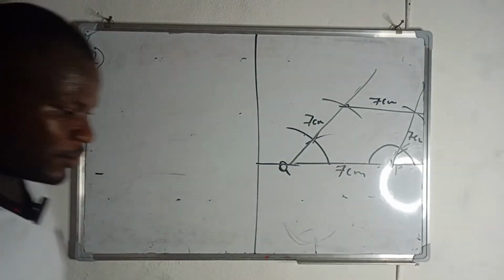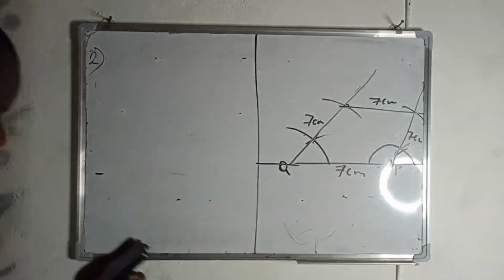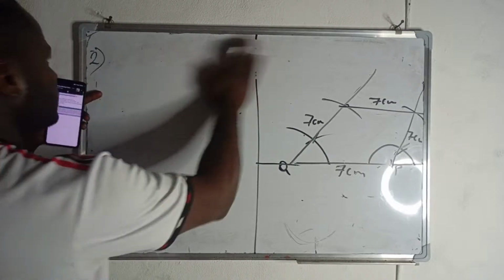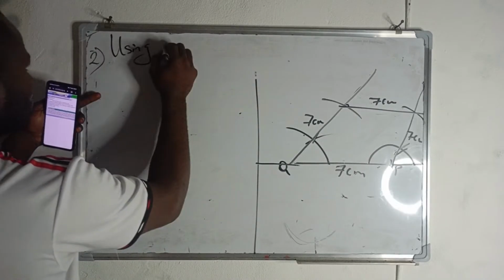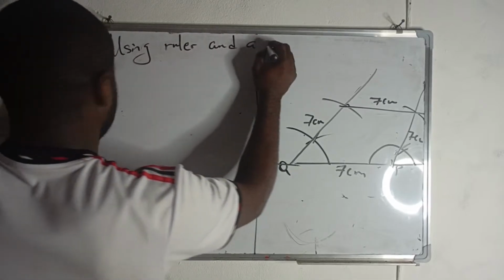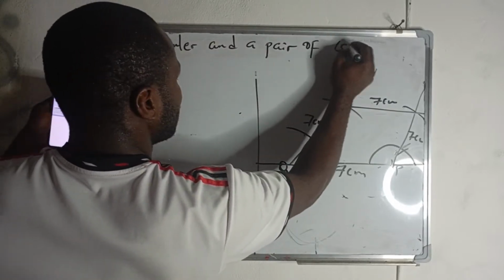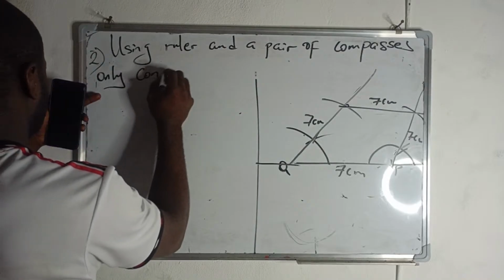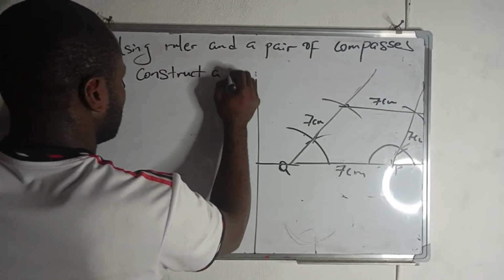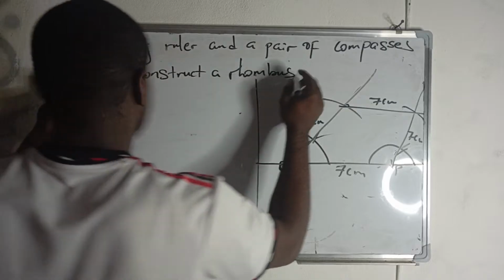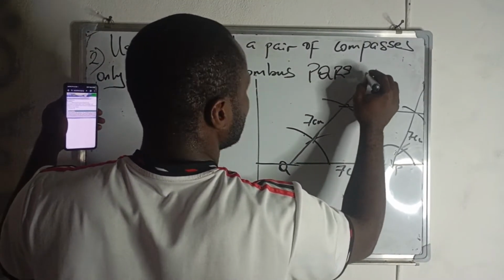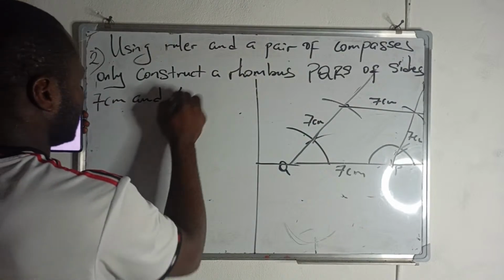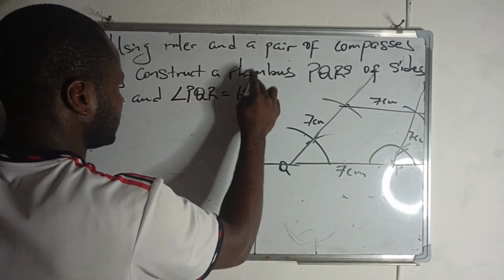Then again, you might decide to use... Read the question again to confirm. You know, the question is supposed to be on the screen. Okay, we have from the question: using ruler and a pair of compasses only, construct a rhombus PQRS of side 7 cm and angle PQR equals 60 degrees.